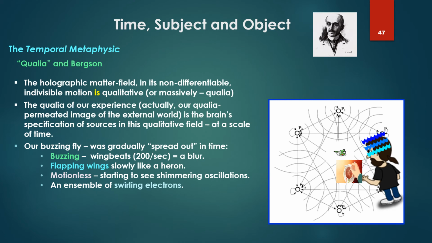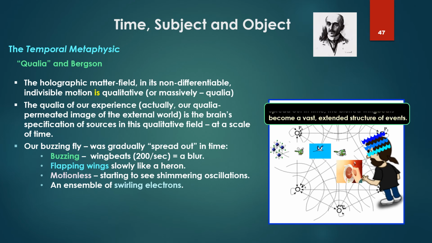Buzzing, wing beats 200 per second, a blur. Flapping wings, slowly like a heron. So taking longer and longer to create that event of the buzzing fly. Motionless, starting to see the shimmering oscillations of the fly's crystalline-like body, or an ensemble of swirling electrons. So we're getting a vaster and vaster scale. So spread out in time, the blurred instants become a vast extended structure. The blurred wing beats become a vast extended structure of events.